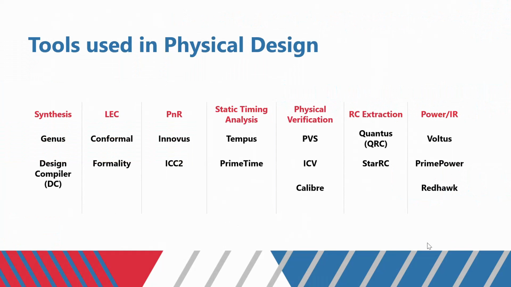Now, these are the tools used in the physical design process or in the backend process. The tools in row 1 are from Cadence for different steps involved in the backend flow. The second row has the tools from Synopsys. The tools like Calibre for physical verification and RedHawk for power and IR drop analysis are popular tools from Mentor Graphics and Ansys. And for PNR, the popular tools are Innovus from Cadence and ICC2 from Synopsys.